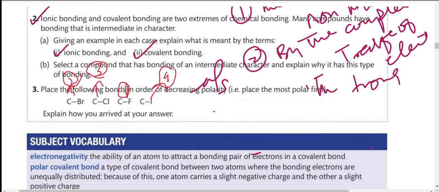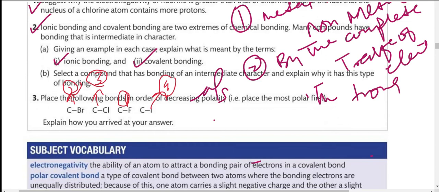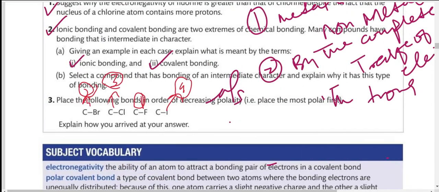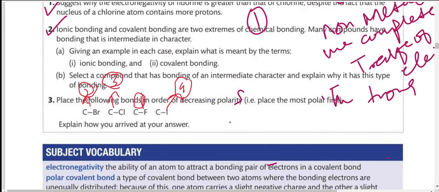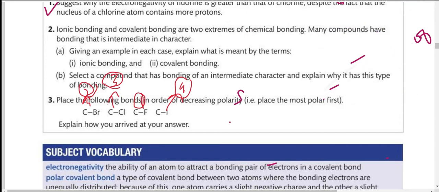Now I'm moving to part 2 of the same question. Part 2 is asking to select a compound that has bonding of an intermediate character and explain why it has this type of bonding. Like I've given you the example of sodium chloride, now I'm giving you the example of cesium fluoride.